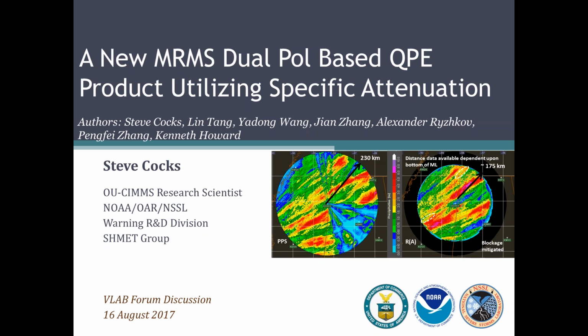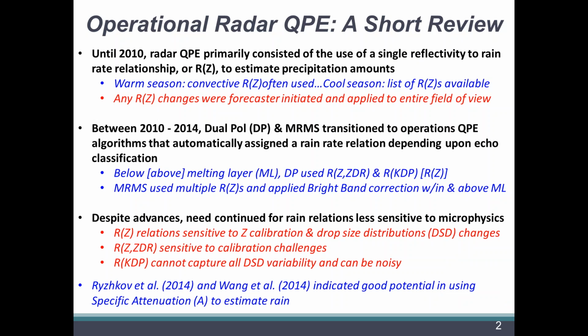All right, so I'm going to move on to the next slide here. I'm on slide 2, and I'd like to give a short review of operational radar QPE over the past 20 years or so. Up until about 2010, radar QPE primarily consisted of the use of a single reflectivity to rain rate relationship, or RZ, to estimate precipitation amounts.